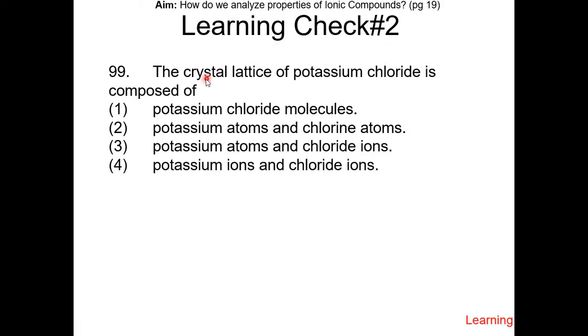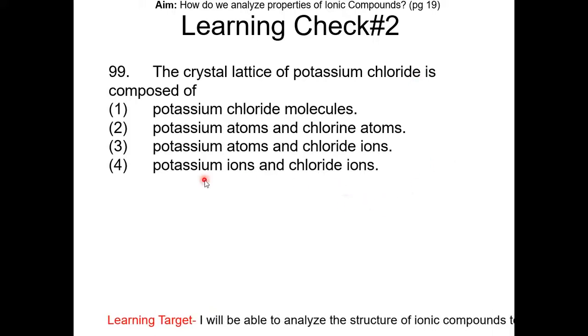Learning check number 2. The crystal lattice of potassium chloride is composed of what? Pause the video and resume once you have the answer. We know potassium chloride is an ionic compound because potassium is a metal and chlorine is a nonmetal. So there must be ions. So the best answer is choice 4.